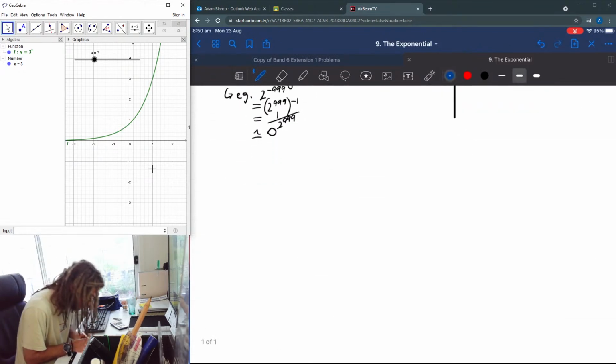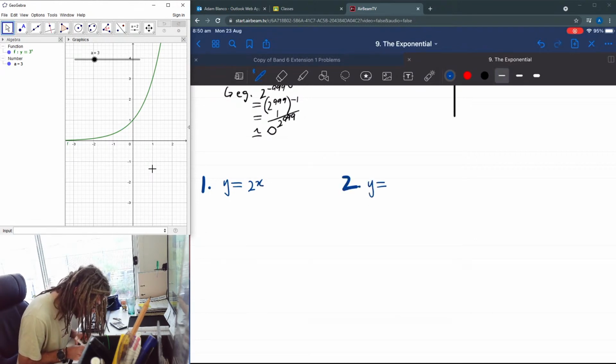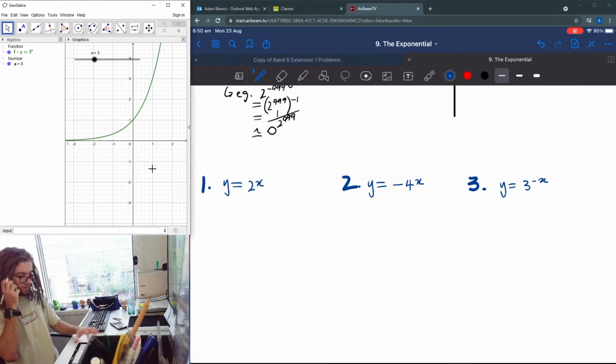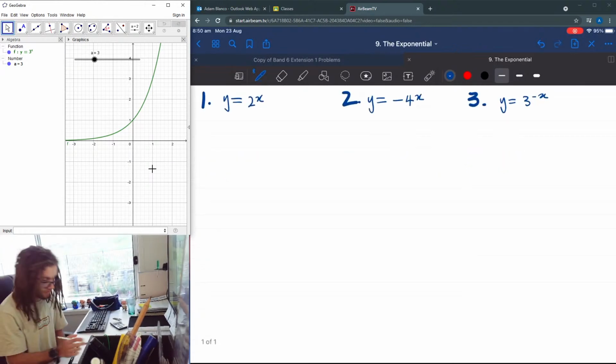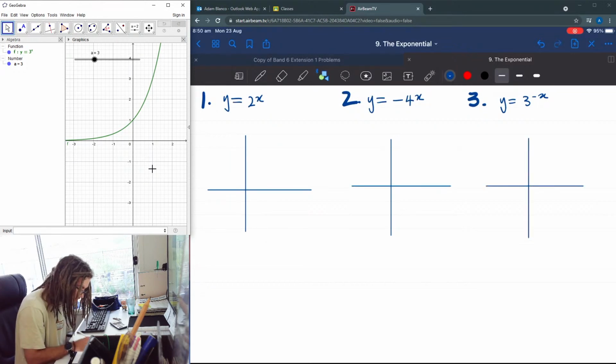So let's go with y equals 2 to the power of x, y equals minus 4 to the power of x, and y equals 3 to the power of minus x. You've just got to be able to identify each of these and what they look like. So I'm going to draw some axes. Y, x, y, x.